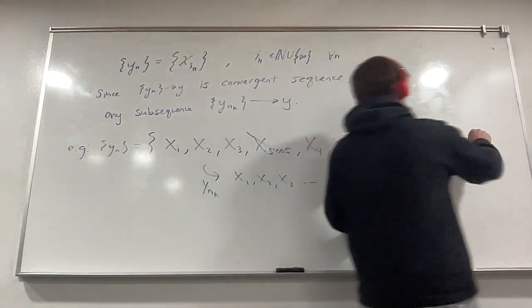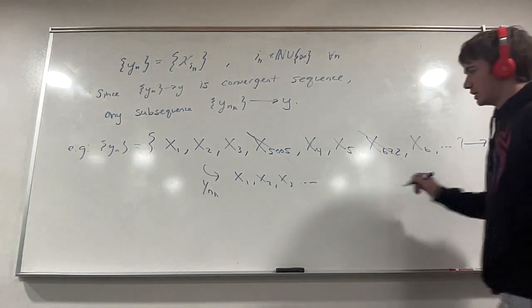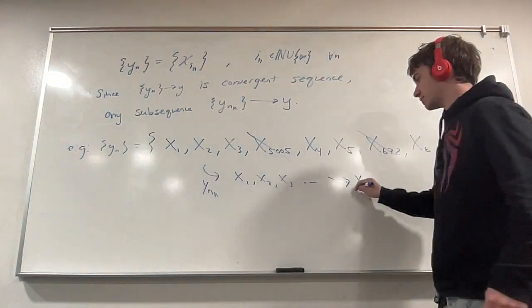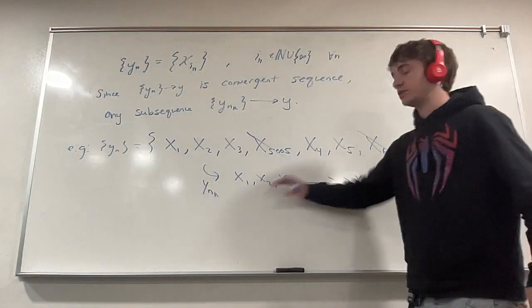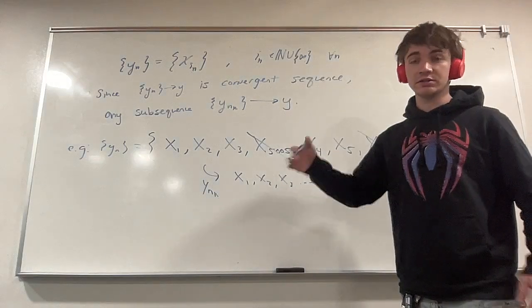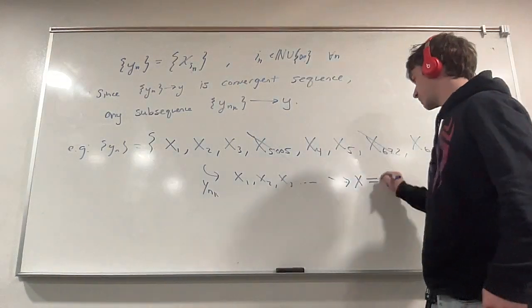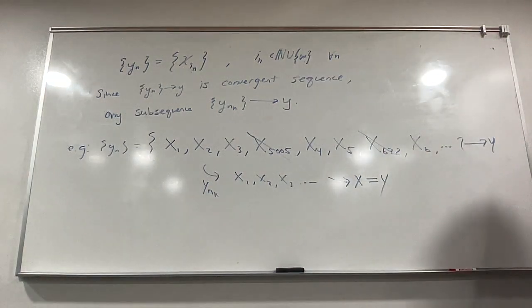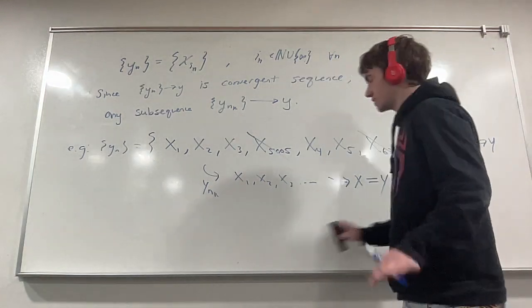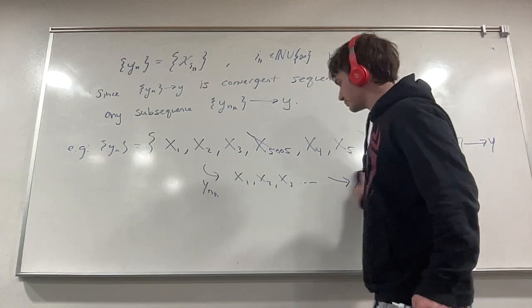And since the original sequence converges to y, and the subsequence converges to x, but the subsequence also has to converge to y, because the subsequence has to converge to the same limit point as the original sequence, we're going to conclude that x is equal to y. Okay, so that's not rigorous. This is just kind of an intuition of what we're doing here.